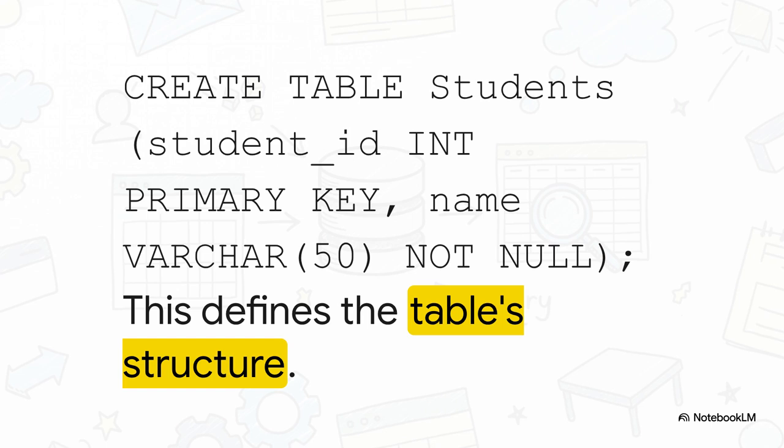We're also setting some rules. See where it says primary key? That's super important. It just means that the student ID has to be a totally unique number for every single student. It's what makes sure we never mix up two different people.